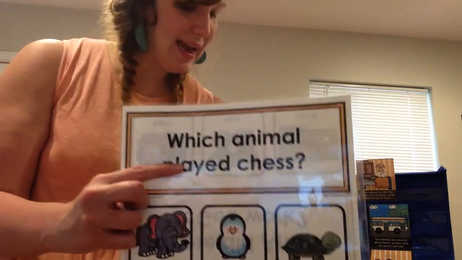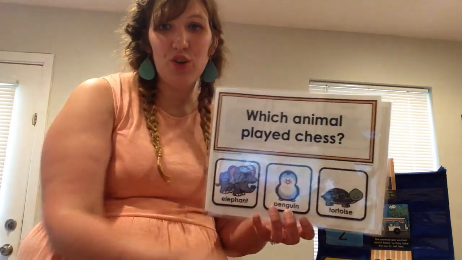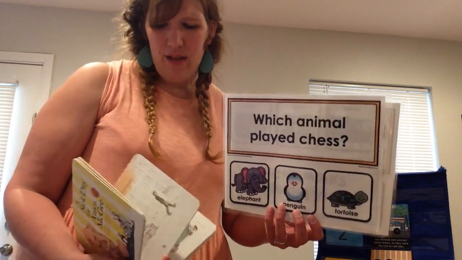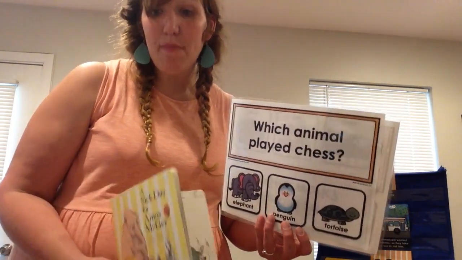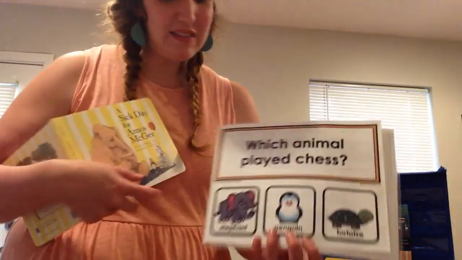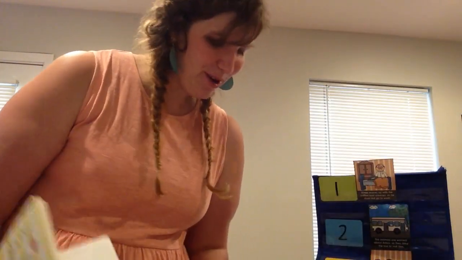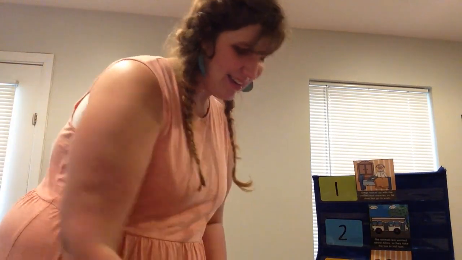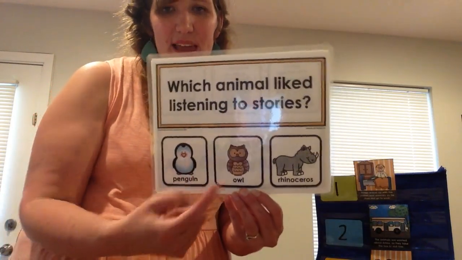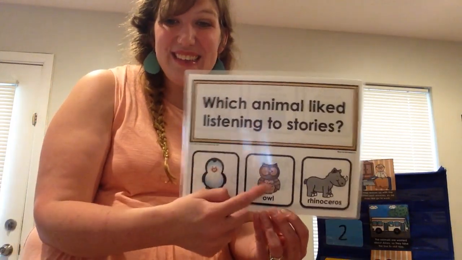Let's look at our next question. Which animal played chess? Was it the elephant, the penguin, or the tortoise? You know what? If we can't remember, I'm having trouble remembering. I should check my book. Which animal is playing chess with him? That's right, it's the elephant. All right, we're almost done. Two more questions. Let's look at the next one. Which animal liked listening to stories? The penguin, the owl, or the rhinoceros? Yes, it was the owl.